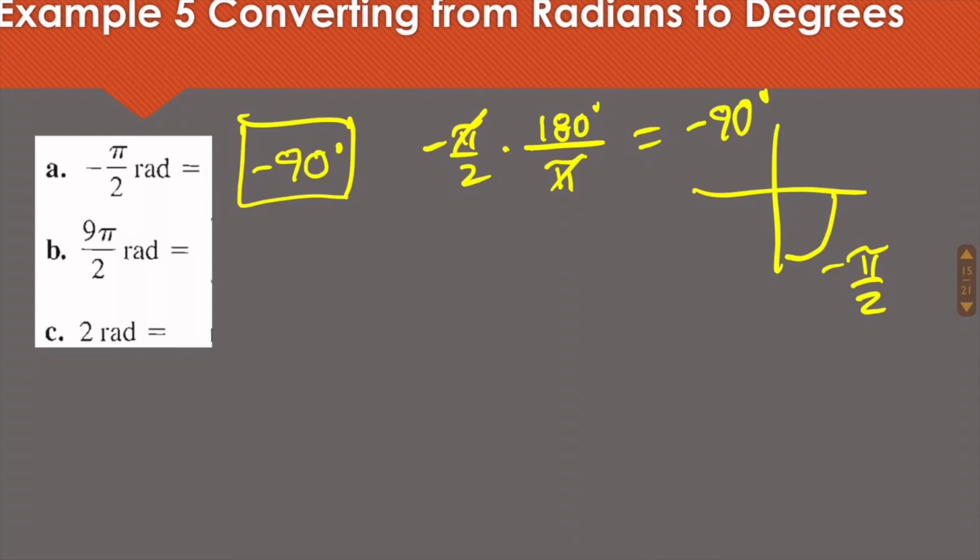So let's do it again. We have 9 pi over 2, and we want to convert that. So pi is going to go down this time, and that means that 180 is going to go up on top again. And we have 180 divided by 2, and we're going to get 90. And so 9 times 90, and pi cancels pi, and that's degrees. So 9 times 90, 9 times 9 is 81, so that's 810 degrees.